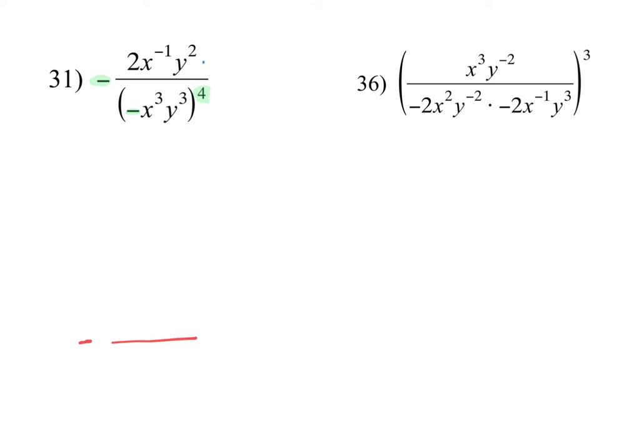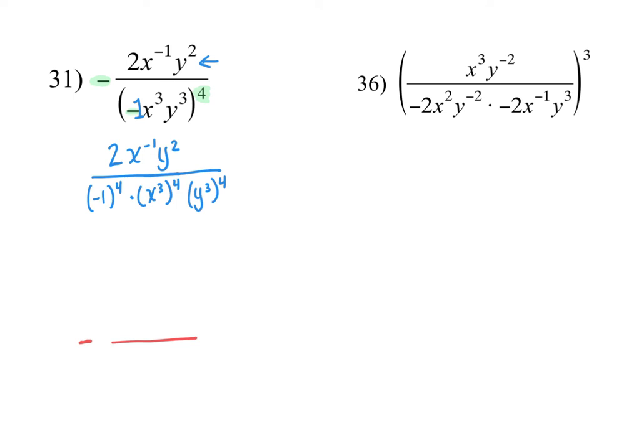For this one, I'm going to leave the numerator alone for right now because I have a denominator that's more complicated, okay? So I'm going to just write this numerator the way it is and leave it alone. I'm going to deal with this denominator. Remember, this is a negative 1 in front. So the denominator looks like this. I have a negative 1 to the 4th power. I have an x cubed to the 4th power. And I have a y cubed to the 4th power, right?